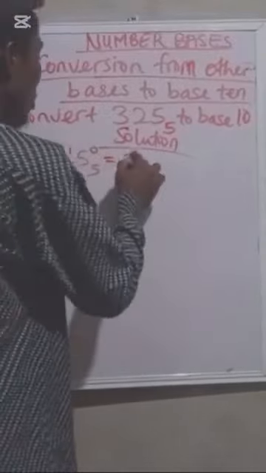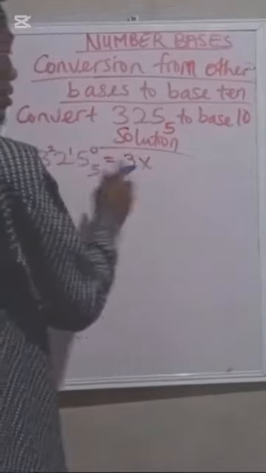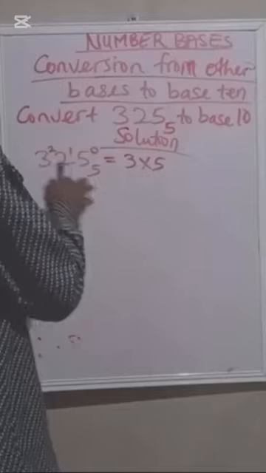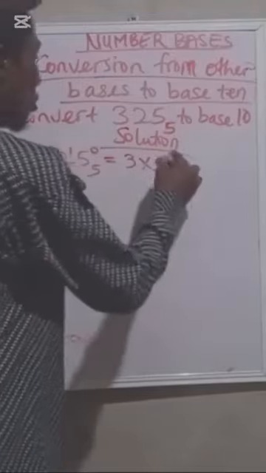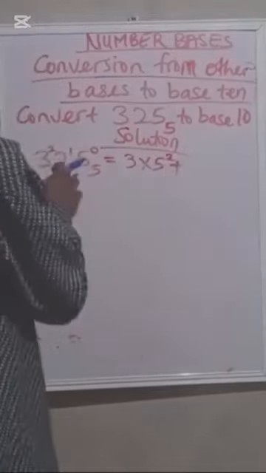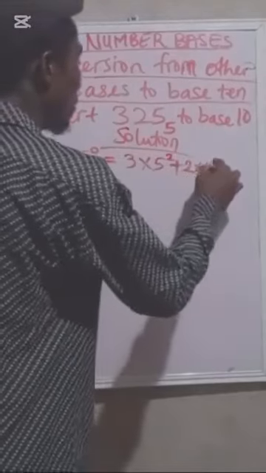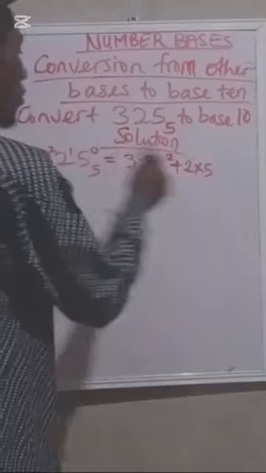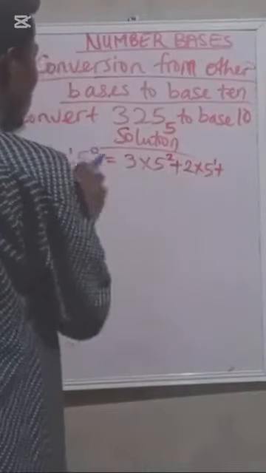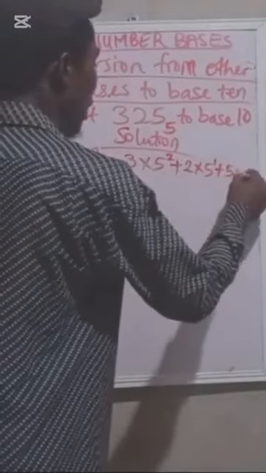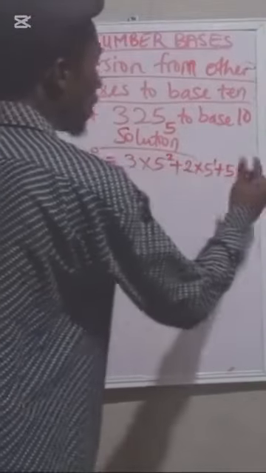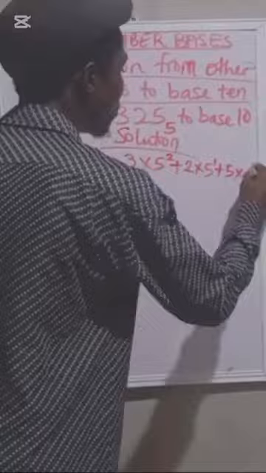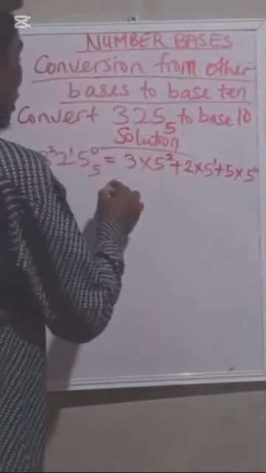And then you now do this: 3 times your base 5. Your base will be to the power of what you have here, 2. Plus, it will now be 2 times 5 to the power of 1. Plus this will be 5 times what you have here, 5 to the power of 0. And this is going to give you what?